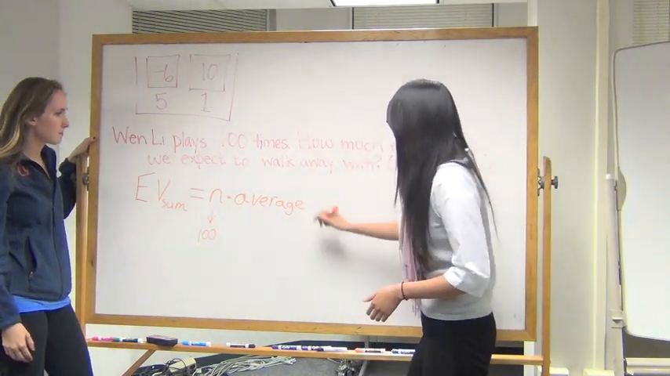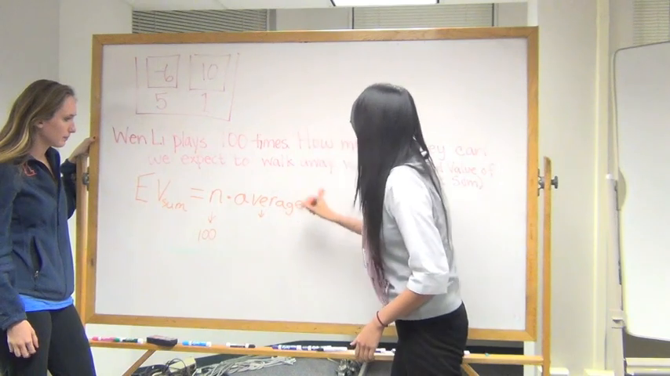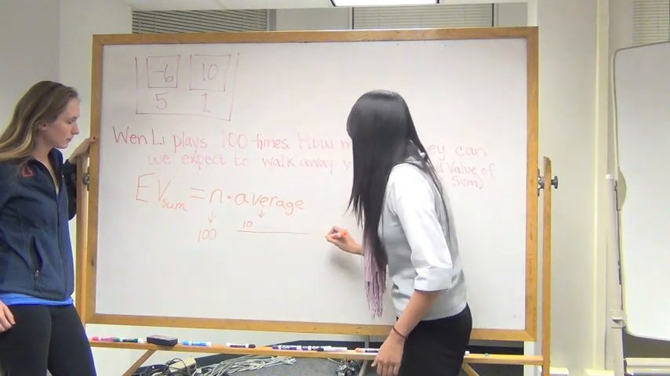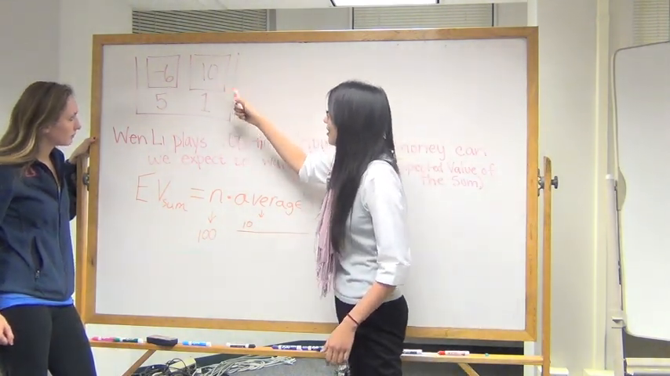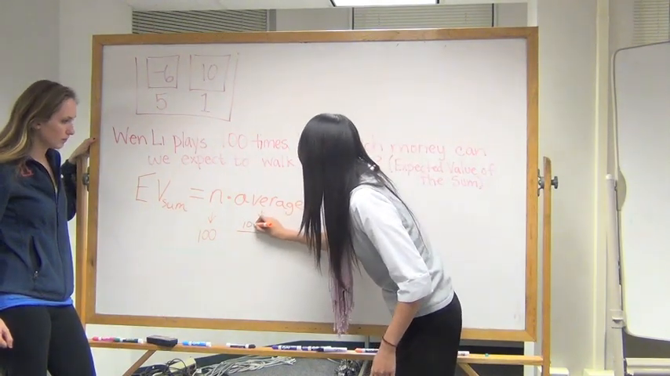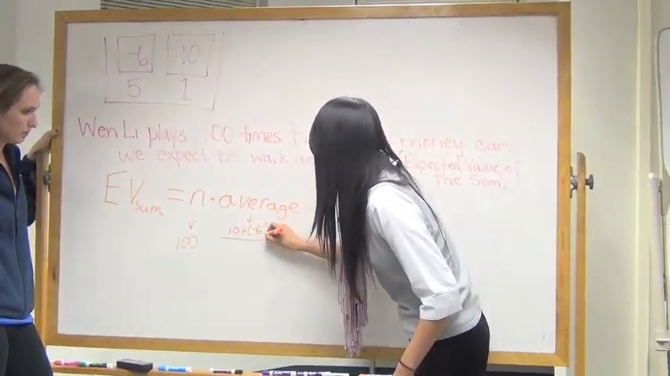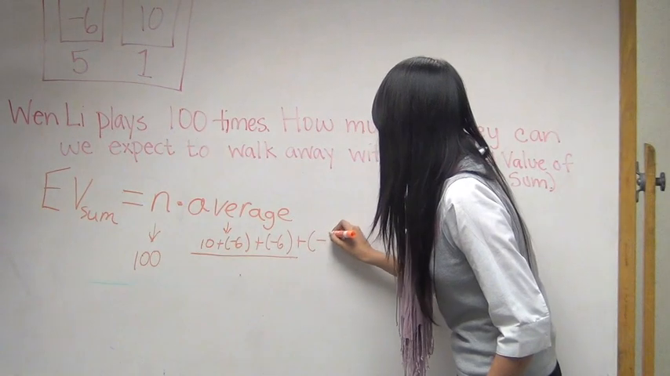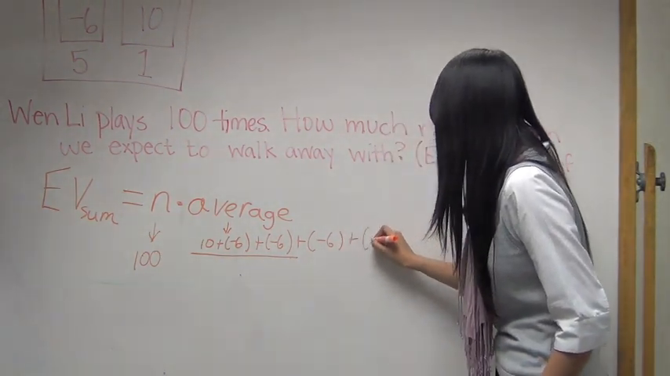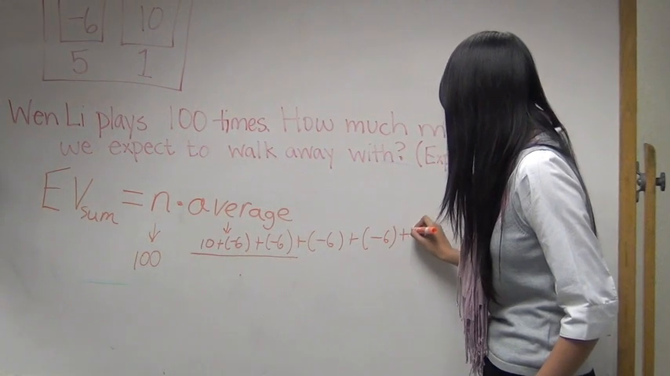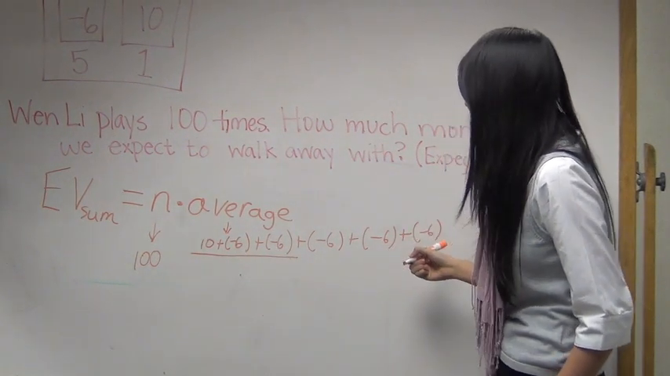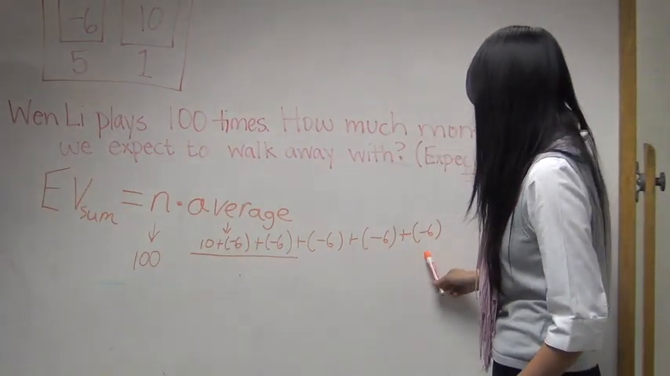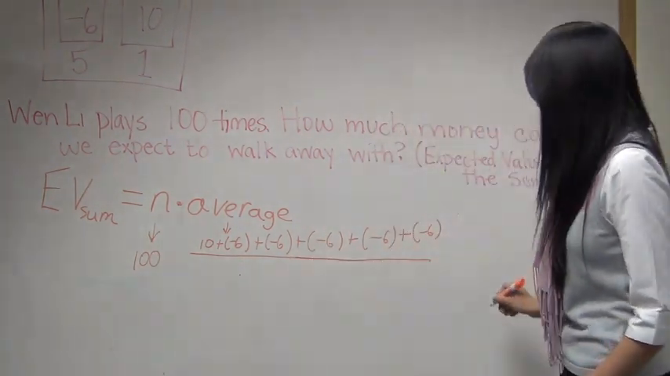So let's write it out. Let's calculate the average here. I have a 10 here, and if I'm taking the average, I want to add up all the values written on these tickets. So I have 10 plus negative 6, plus negative 6, plus negative 6, plus negative 6, plus negative 6. Wow, this is getting really long. How many negative 6s do I need, Jackie? You're going to need 5 negative 6s. So I have 1, 2, 3, 4, and 5. Great, so I have the top numerator part.